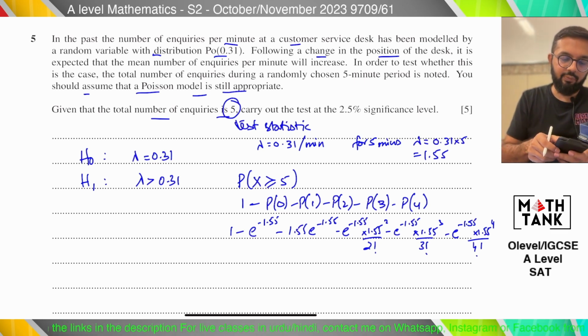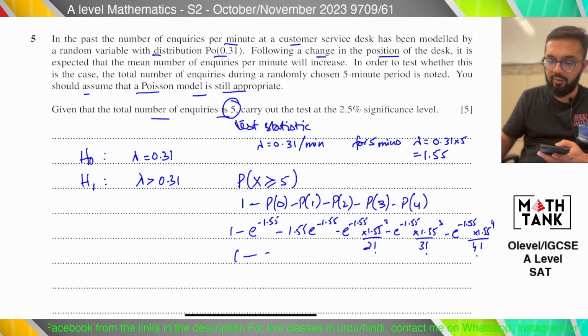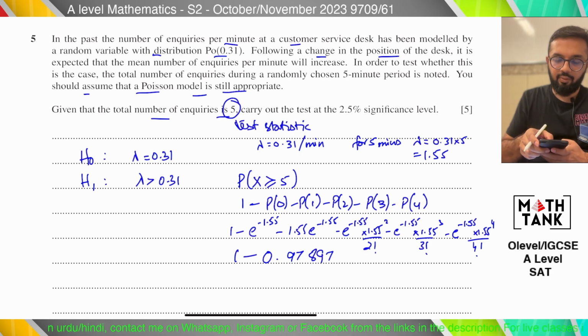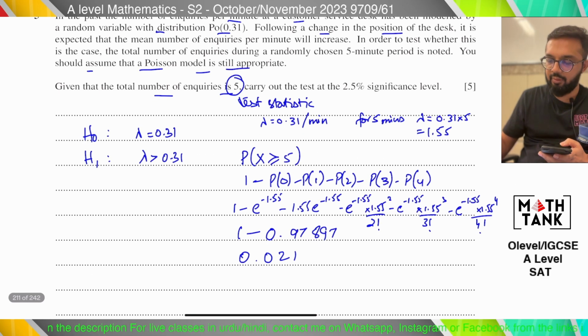Again, I'm going to use my calculator to do this quickly. I know that I have my distribution on my calculator. This is a Poisson CD, and I say that I want to calculate for up to 4. So 1 minus 0.97897. And I'm getting 0.0210 basically. So that's 2.1%.